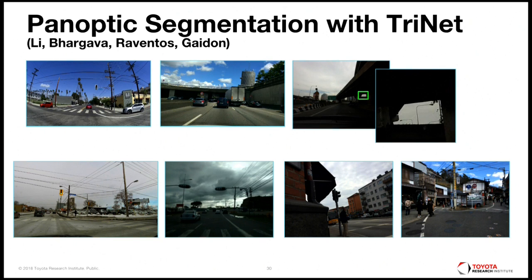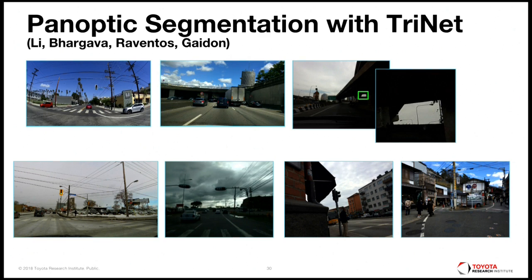So panoptic segmentation is a problem that we really care about in autonomous driving, which is we want to understand the scene. We want to say, what are these pixels? Are these road pixels? Are these sky pixels? And we don't just want to understand the stuff, we want to understand the things. Is this a person? Is this a car? And these kinds of things.